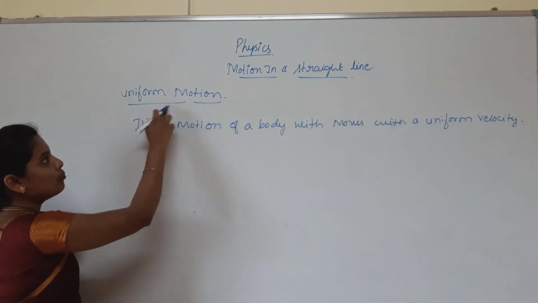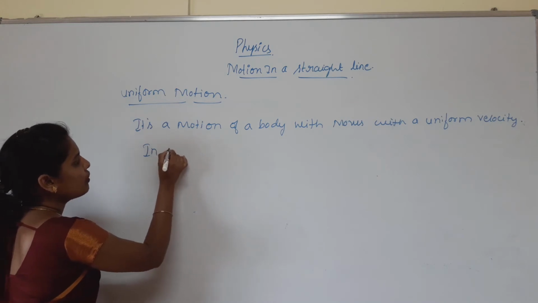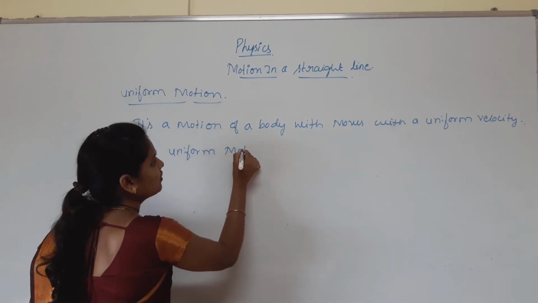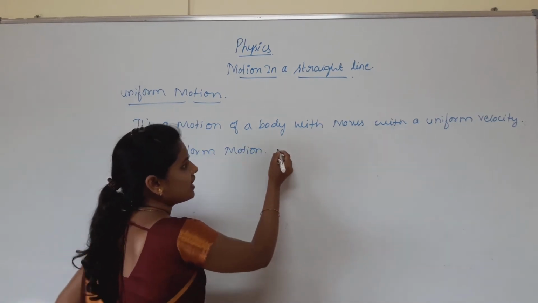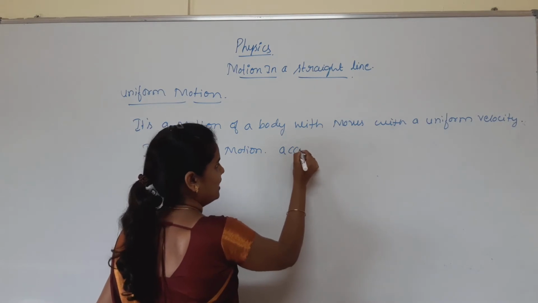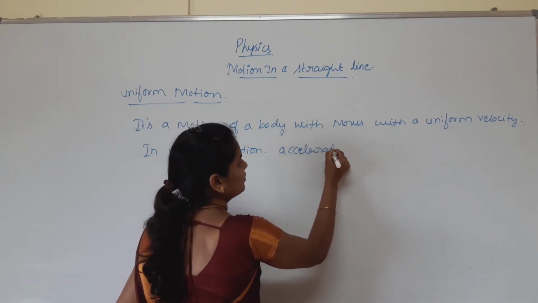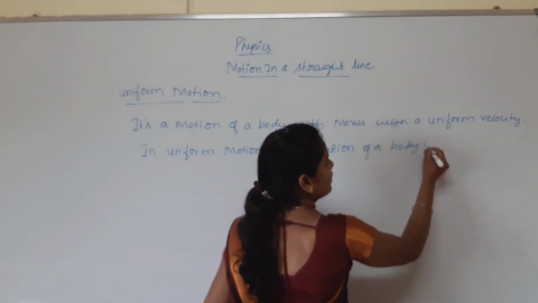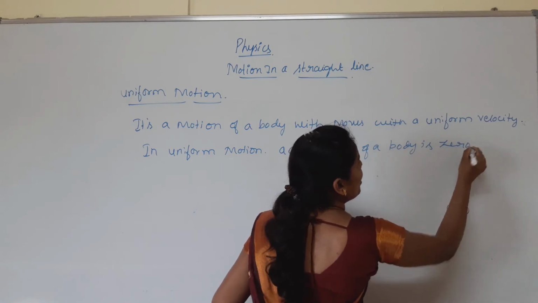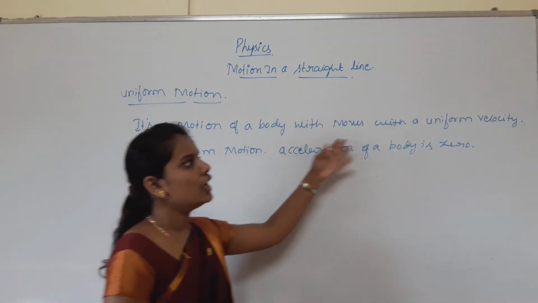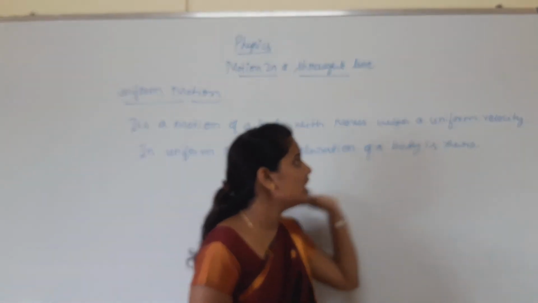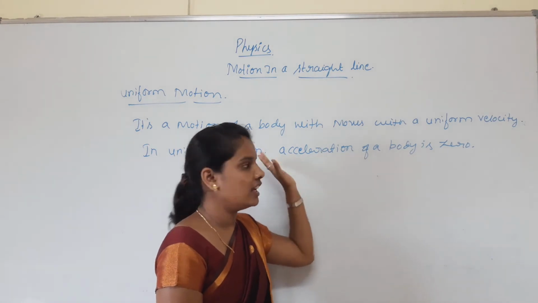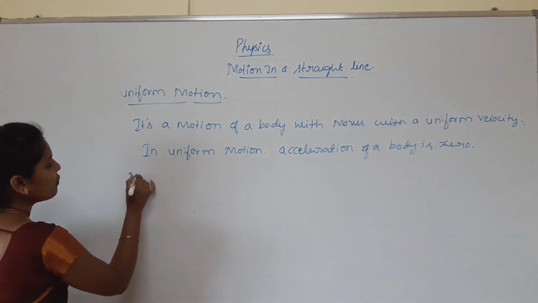In uniform motion, the acceleration of a body is 0. Why? Because it moves with a uniform velocity. That's why the acceleration becomes 0. What do you mean by acceleration? We will discuss it later. So the next one is non-uniform motion.